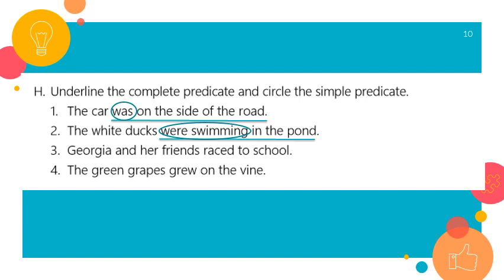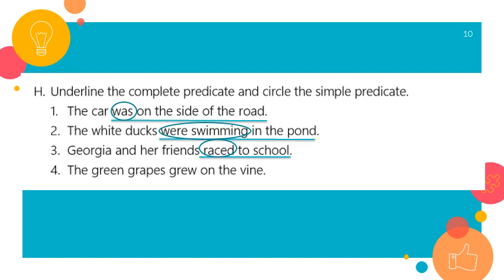Okay. Number three, Georgia and her friends raced to school. What is the predicate? The predicate starts from the verb directly, from raced. Raced to school is the complete predicate. What is the simple predicate? Where is the main verb? Raced. Number four, the last one. The green grapes grew on the vine.